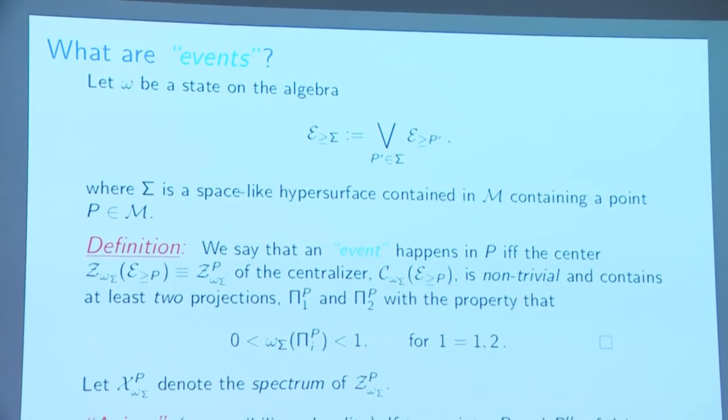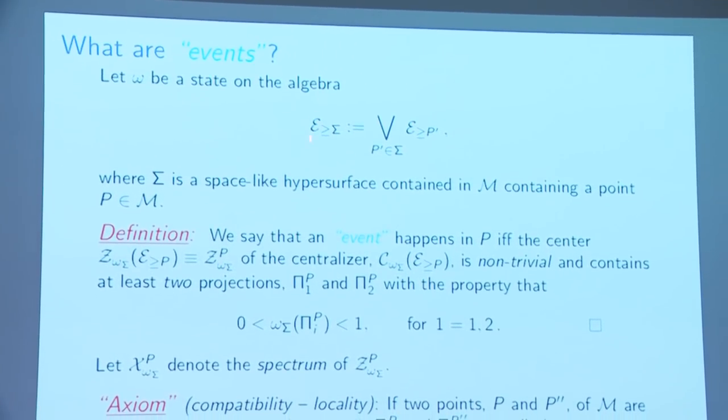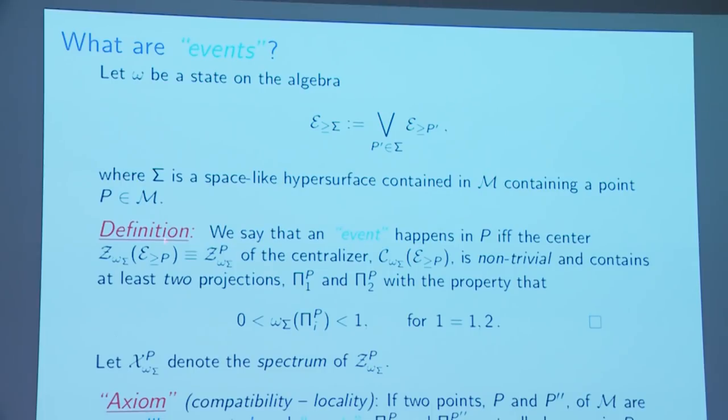So now we have to reintroduce events in this setting. Let sigma be some space-like hypersurface contained in M that contains a point P. E greater equal to sigma is then the algebra generated by all the E greater equal to P primes, where P prime belongs to the surface sigma.